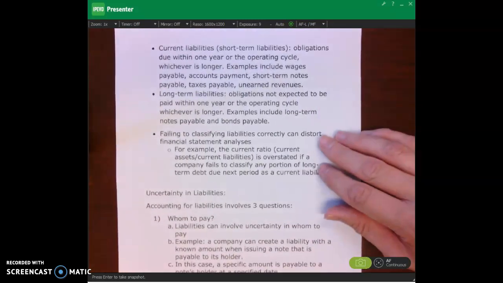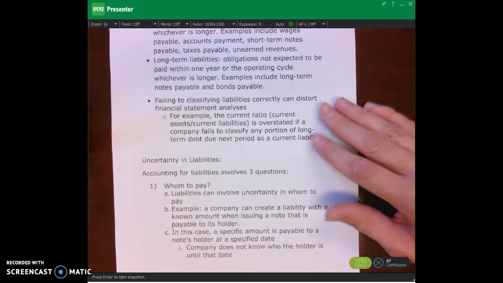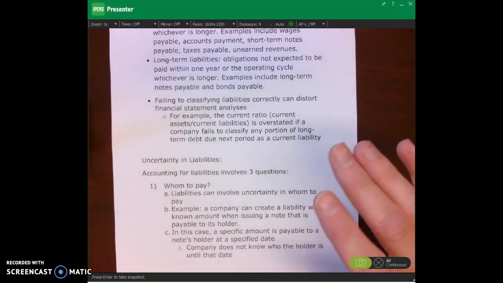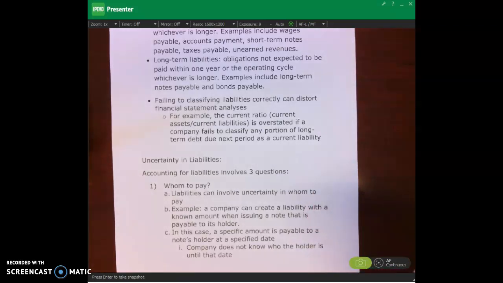So we can have some uncertainty in liabilities. Let me clarify this. We can have some uncertainty with regard to our liabilities, but we can still have a liability even though we have some uncertainty with respect to whom to pay, when to pay, and how much to pay. Even though there's a little bit of ambiguity with those questions, we can still have a liability. Let me explain that a little bit more.